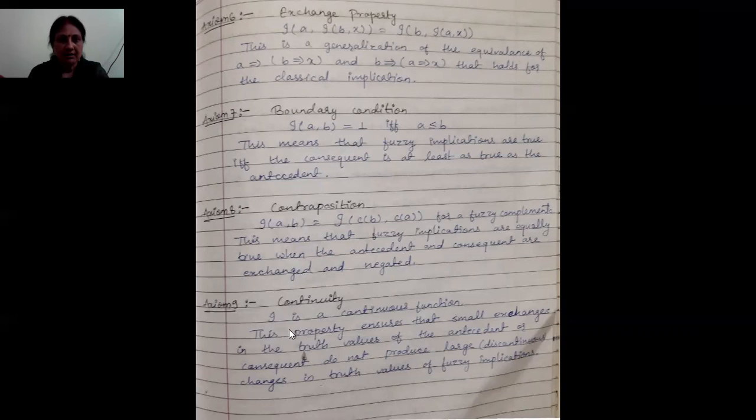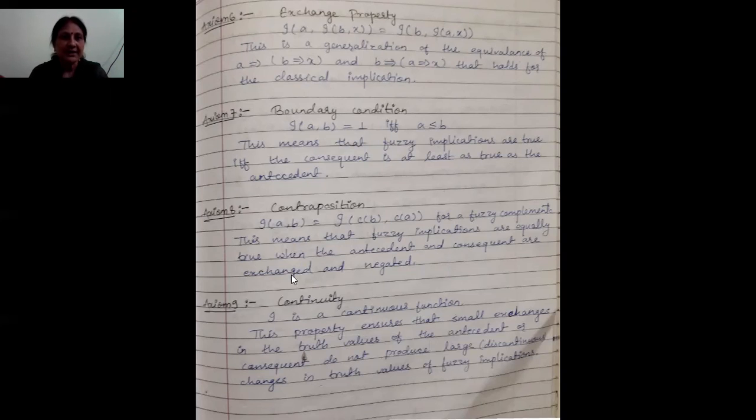Now, continuity, axiom 9. I is a continuous function. This property ensures that small changes in the truth values of the antecedent or consequent do not produce large changes in truth values of fuzzy implications. Otherwise, there is discontinuity. So, small changes in the antecedent or consequent do not produce large changes in truth values of fuzzy implications.